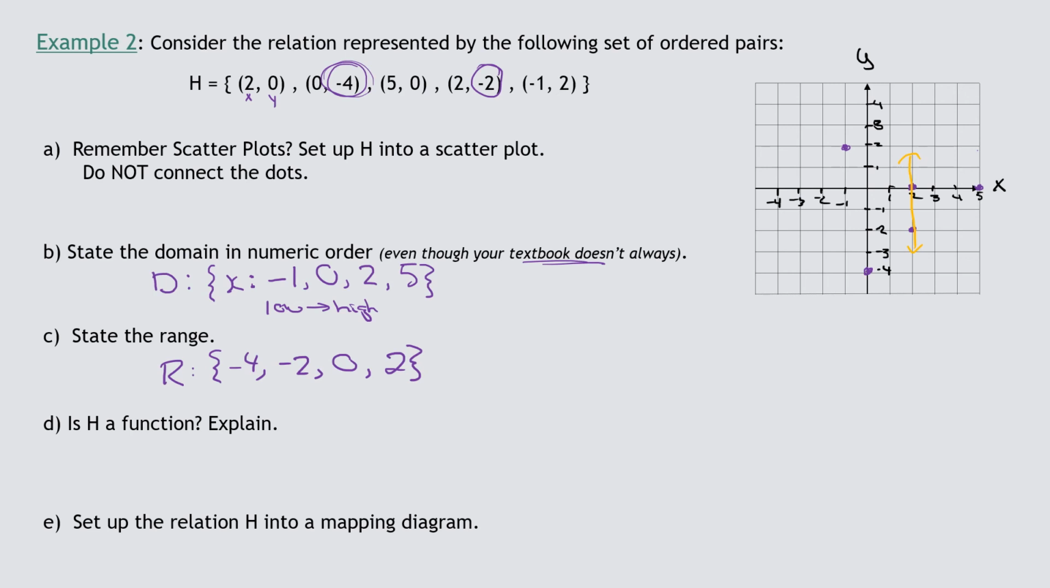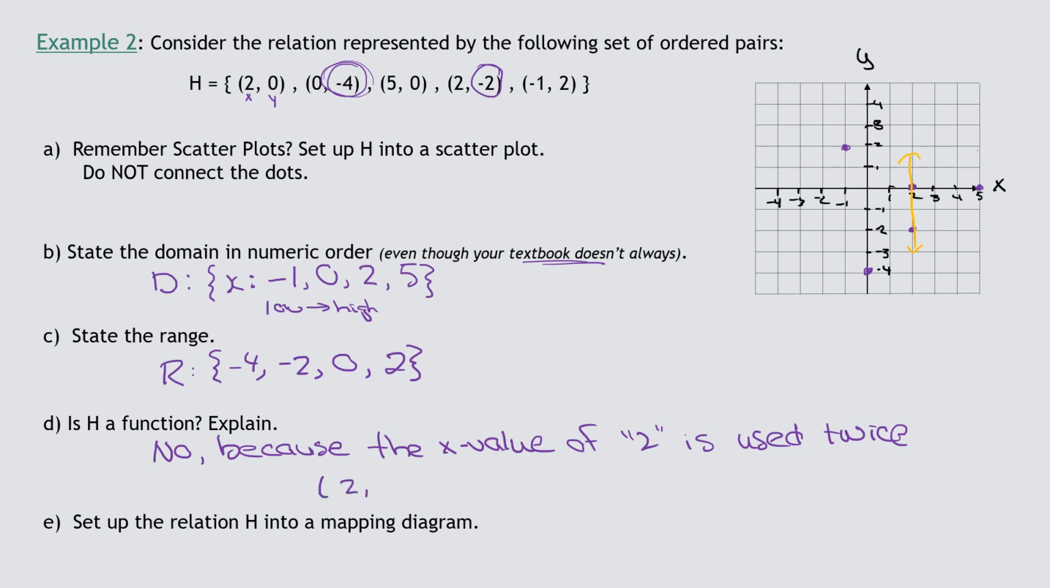So is h a function? No, it's not a function because the x value of 2 is used twice. And remember the rule: for every x value, there is one and only one y value. Well, for the x value of 2, we've got (2, 0). Then we've also got (2, -2). So for every x value, we don't have one and only one y value. We have 2 y values. So it's not a function.